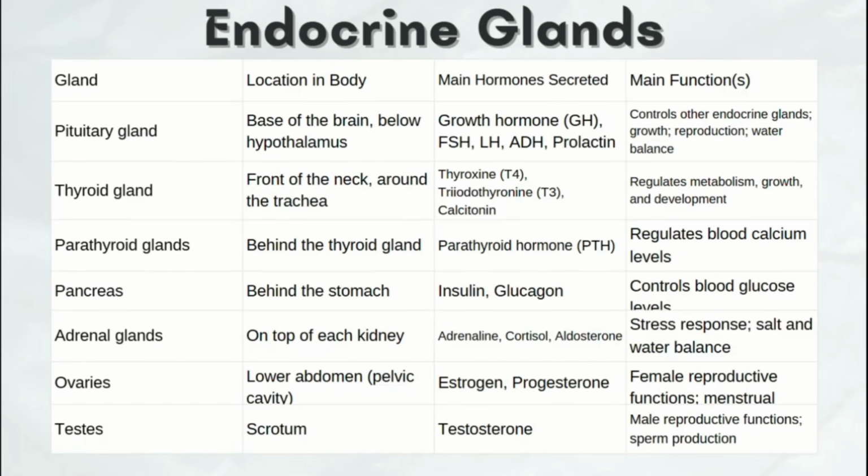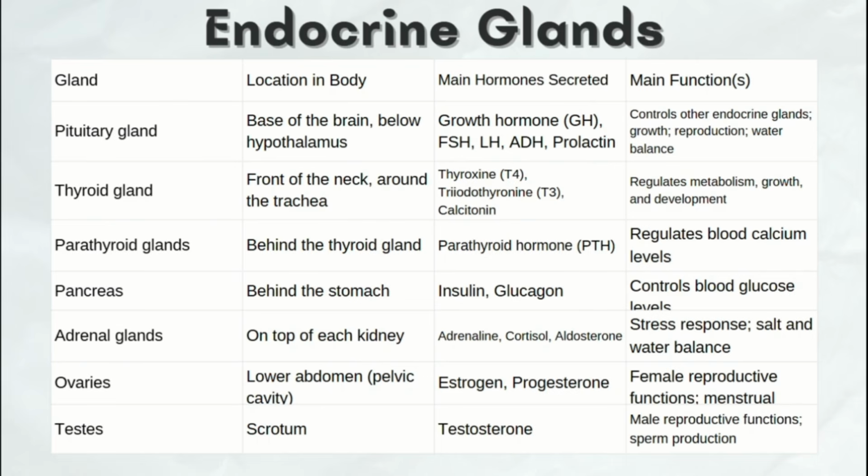The pancreas, as I said before, adrenal, ovaries, testes, all that stuff. So basically you can see where the different glands are located in the human body. And then if we look at the hormones now, one of the easiest ones to remember is the pituitary gland, and that one's found in the brain.